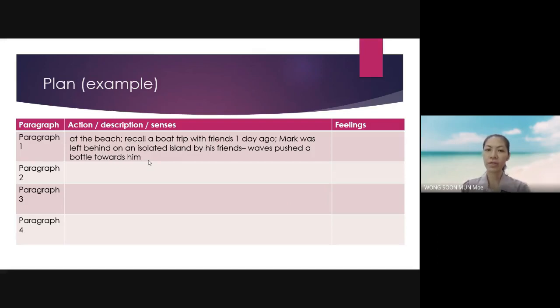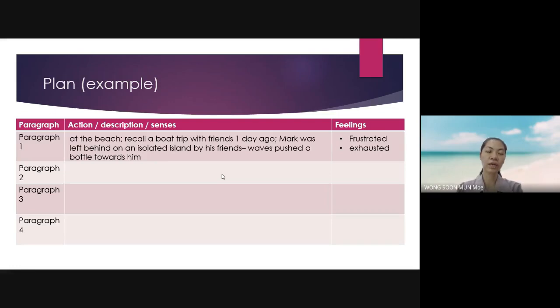All right, so I also have to have some description of feelings here. So what kind of feelings here? Frustrated. He was abandoned by his friends, so he felt frustrated. He was also exhausted, or you can also say he was starving. He got nothing to eat, right? He felt very sad, right? All kinds of feelings here. Okay, then I move on to paragraph 2.